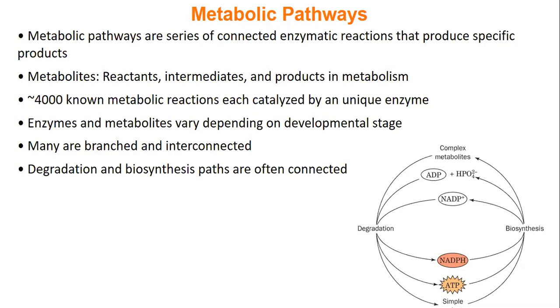Metabolites. When we talk about a metabolite, that's any reactant, intermediate, or product that's used in metabolism. So it's really a catch-all word for anything used in metabolism. And currently, we know of over 4,000 metabolic reactions. And these reactions are done by unique enzymes. In this class, we might look at like 50 or 60 of these reactions. Just know there are a lot more that we're not going to talk about.